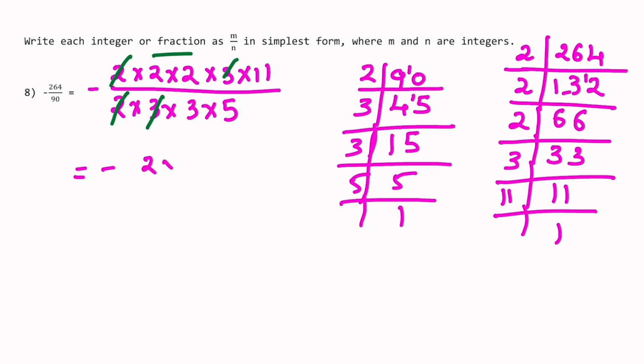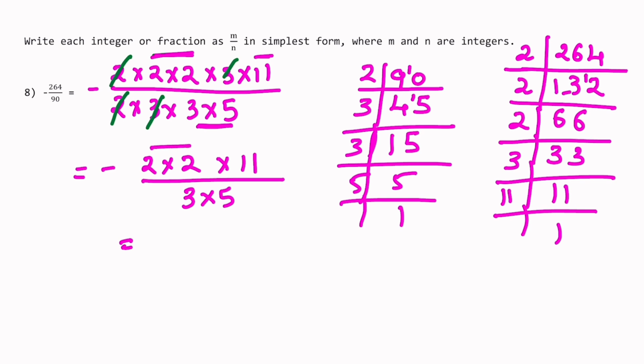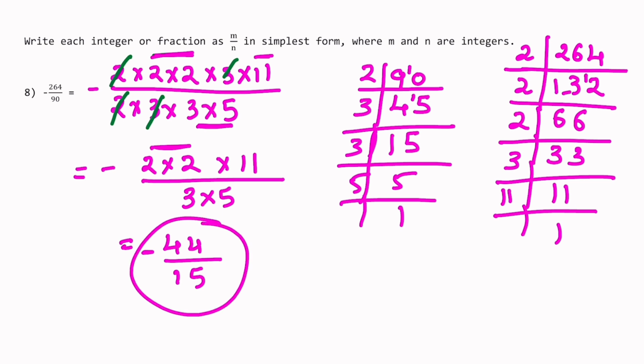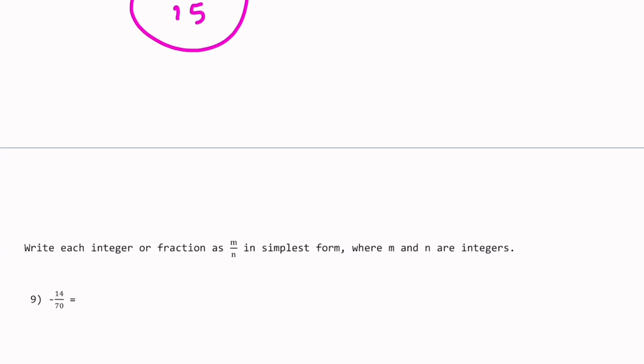So what are we left with? Minus 2 times 2, this one here, right? And times 11 over these two numbers here, 3 times 5, which is equal to, this makes it 4, right? So that's 44 over 15, and here minus sign. So that's it. You cannot further divide this. So that's in the simplest form over here. Isn't that easy? You just have to find the prime factors, cancel out the common ones here in this step, and then multiply whatever is left.